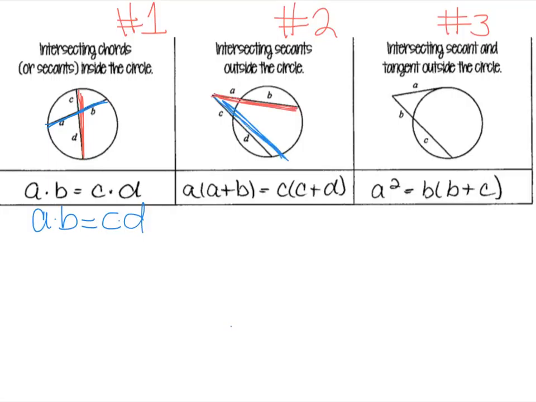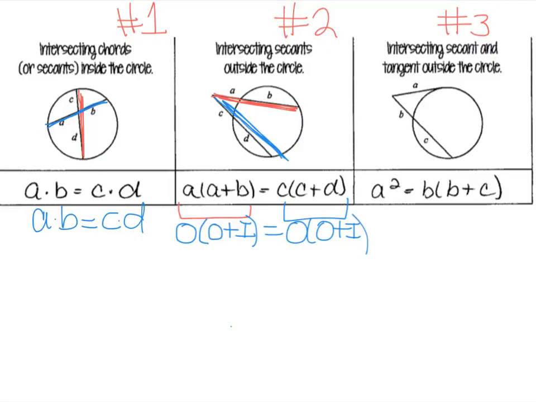When we take a look at number 2, of course we're going to color the chords, 1 full chord red and 1 full chord blue. When you look over here, this one is all our reds and this one is all our blues. To remember it, we have the outside, we're going to call it O, and then we have the outside plus the inside equals outside times outside plus inside.